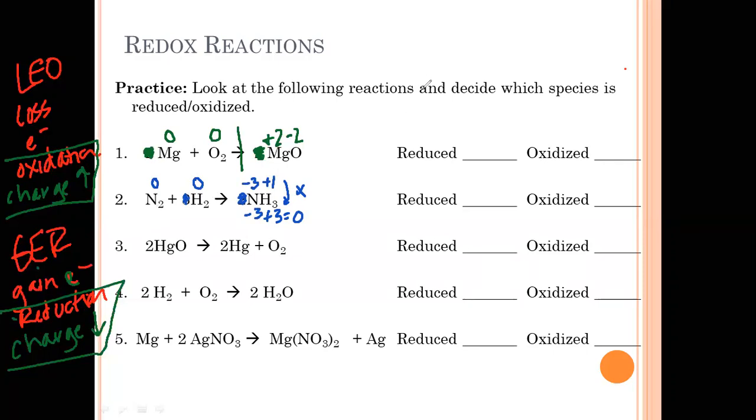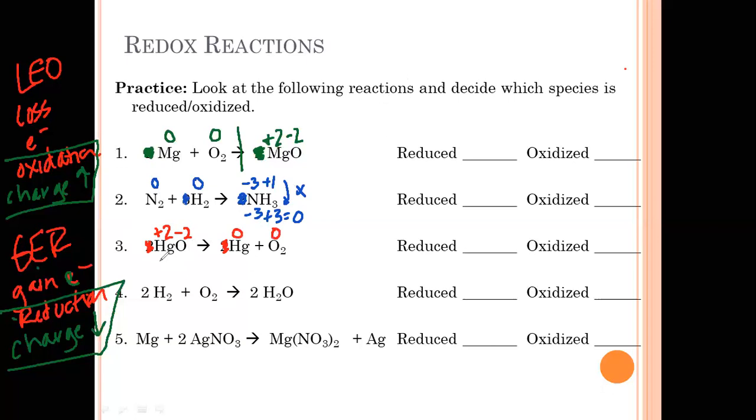Okay, on the next one, ignoring coefficients. Hg and O, Hg can have different charges, so I look at O. O is -2, Hg is +2 to get me to 0. These two guys are free elements, so they'll be 0 and 0.